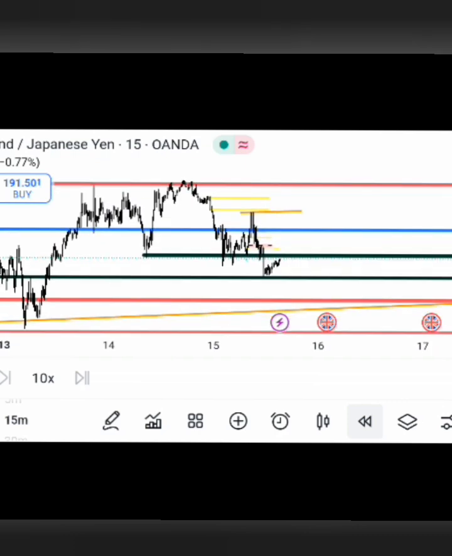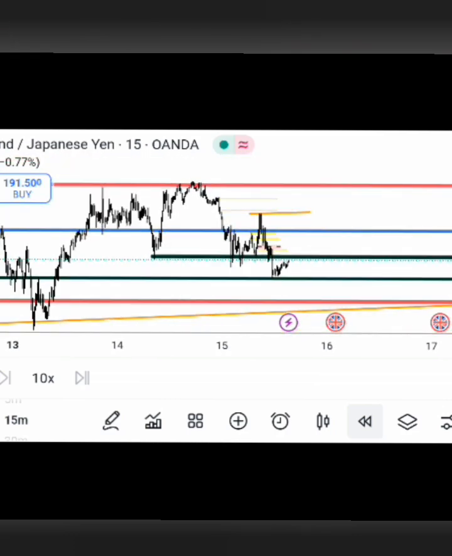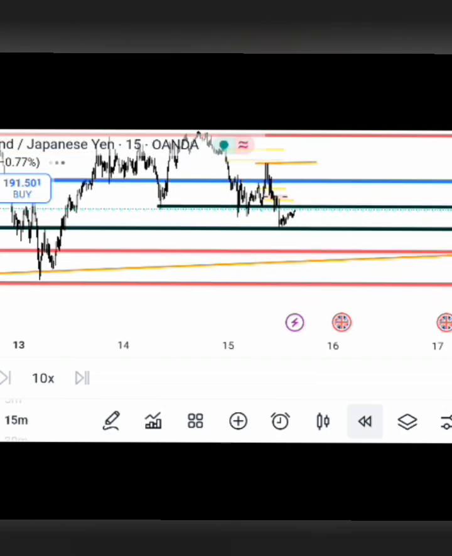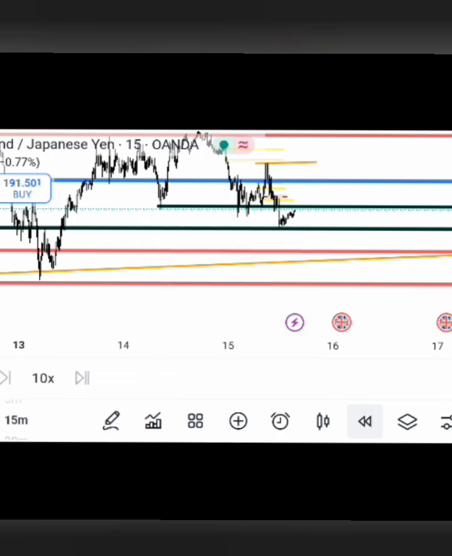That is when we can say this thing has changed structure to break that high. So this is what is happening, and this is the time for entry. So 15 minutes for me is my time for entry.